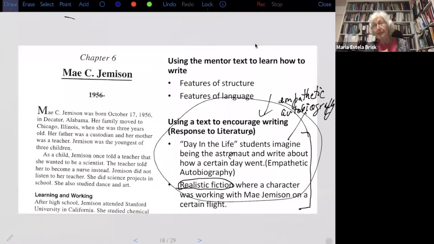And actually one of the things that the teachers have told me is that when they do research, they have the kids take notes and then they have them put away the research resources. That way they don't copy the text directly, no?